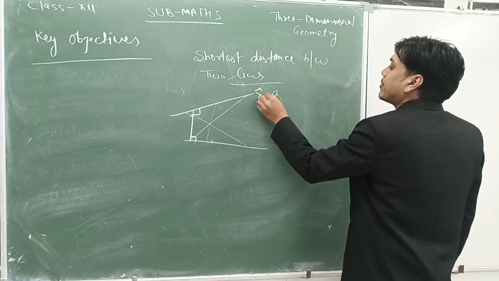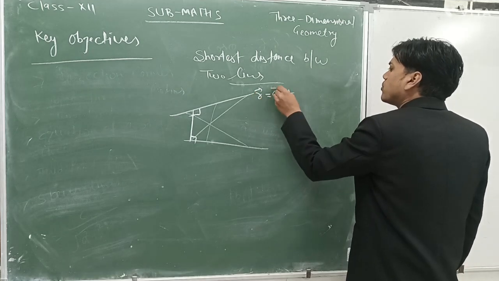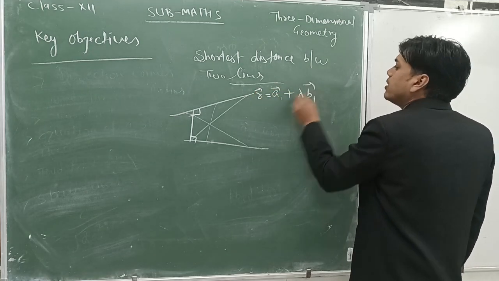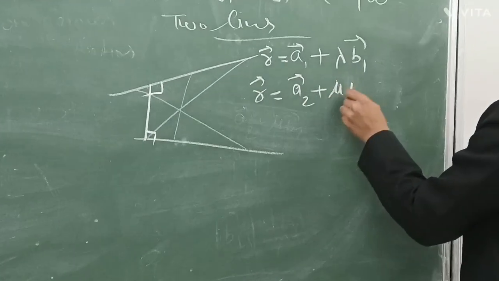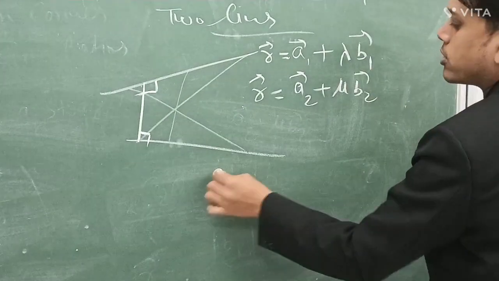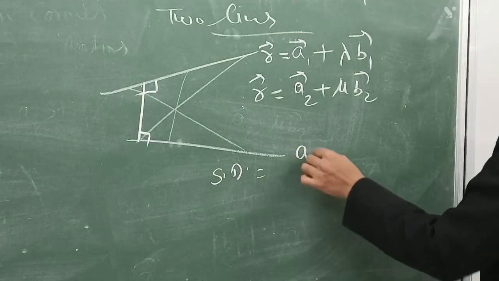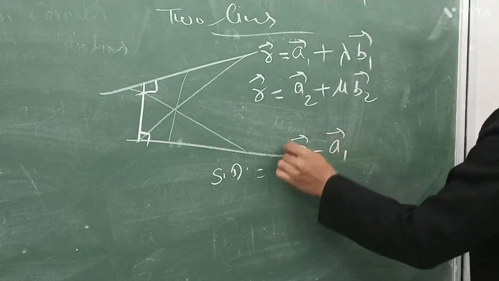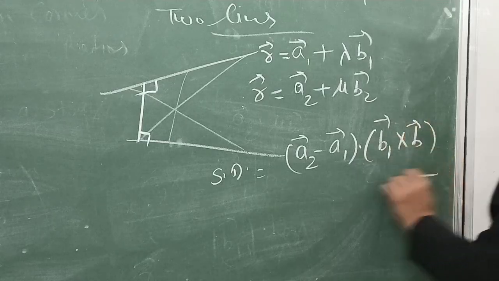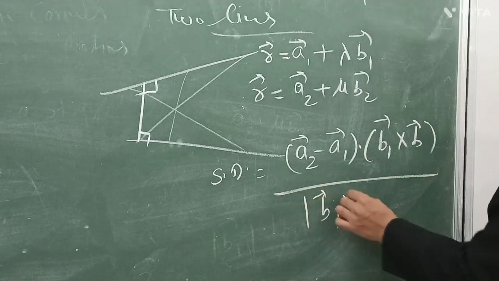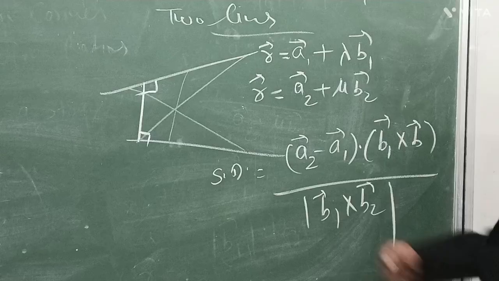So if the first line has the equation vector a1 plus lambda b1 vector, and the second line has the equation vector a2 plus mu b2 vector, then what will be the shortest distance between the two lines? That is (a2 minus a1) dot (b1 cross b2) divided by the magnitude of the vector b1 cross b2.